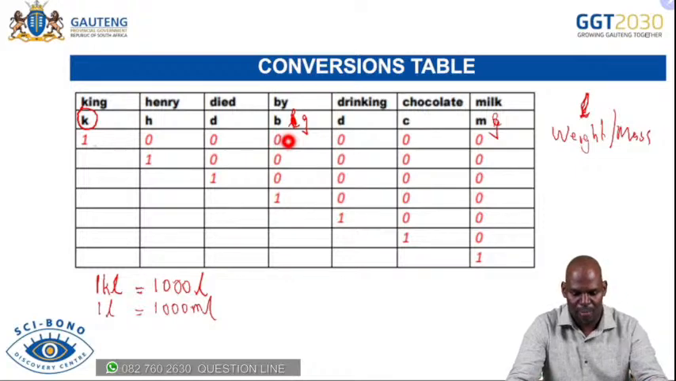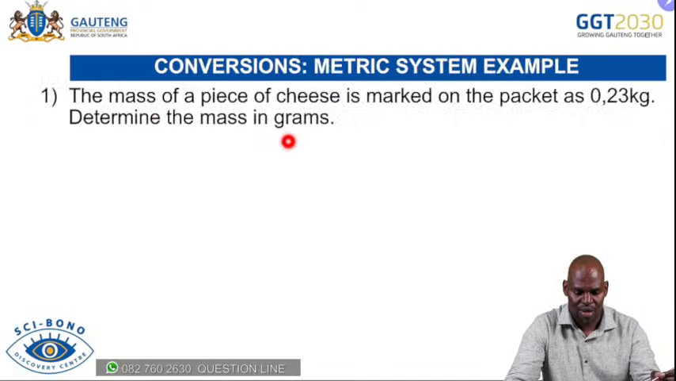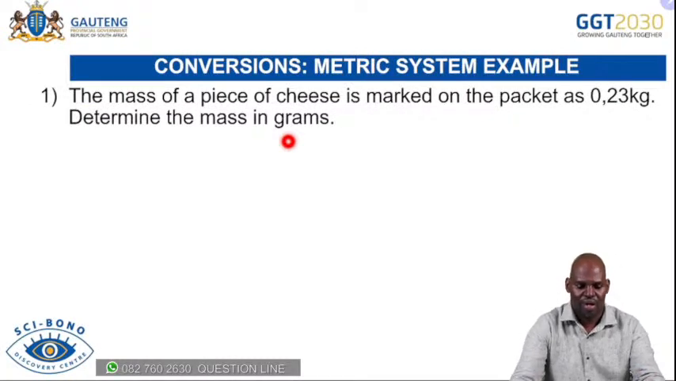So remember, the very same table we can use to convert distance or length, and we can also use it to convert capacity. We can also use it to convert weight or mass, or the unit of weight and mass. So this is how easy you can use the table. Right, then, let us look at the examples.